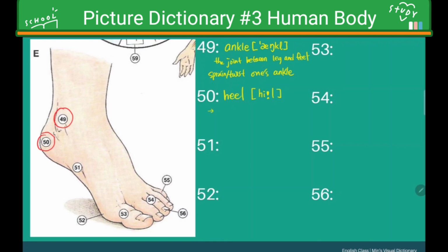And this is the back part of our feet. And we use terms like high heel to refer to a woman's shoe that looks like this.